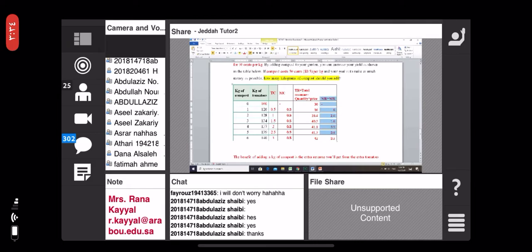So now what I need to do is compare the marginal revenue with the marginal cost and then take a decision: when should I stop my production, or how many units I should produce, how many kilograms of compost I should use.